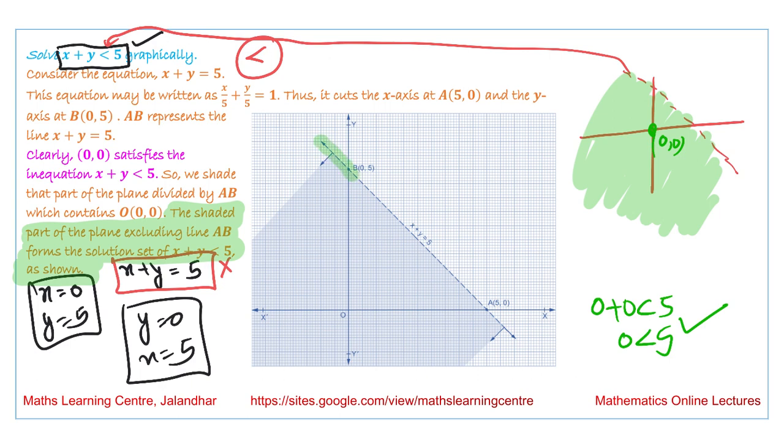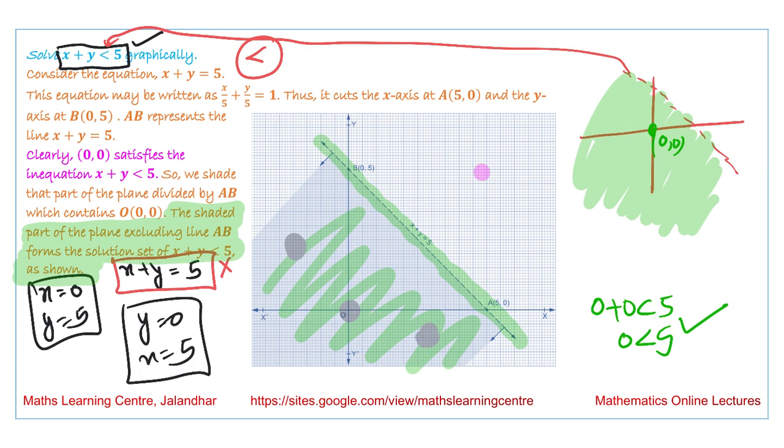So I hope it is clear to you why this line is a dotted line over here. It is not a solid line, it is a dotted line. And how are we considering this region? You can consider any point. It is not necessary that you always consider 0, 0. You can substitute any point, and it will satisfy.